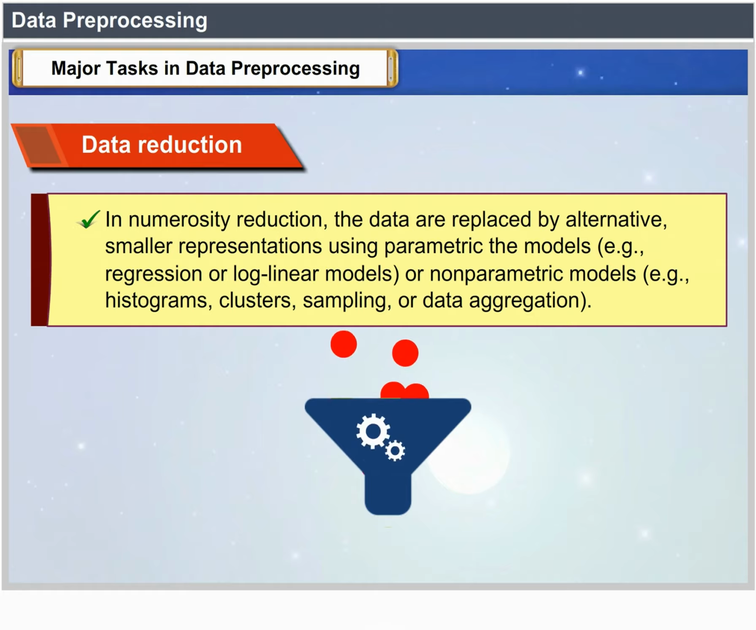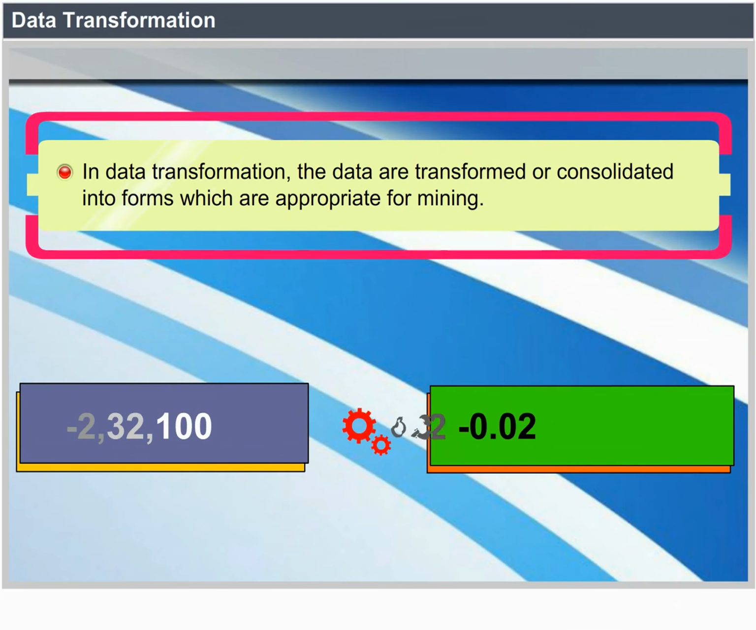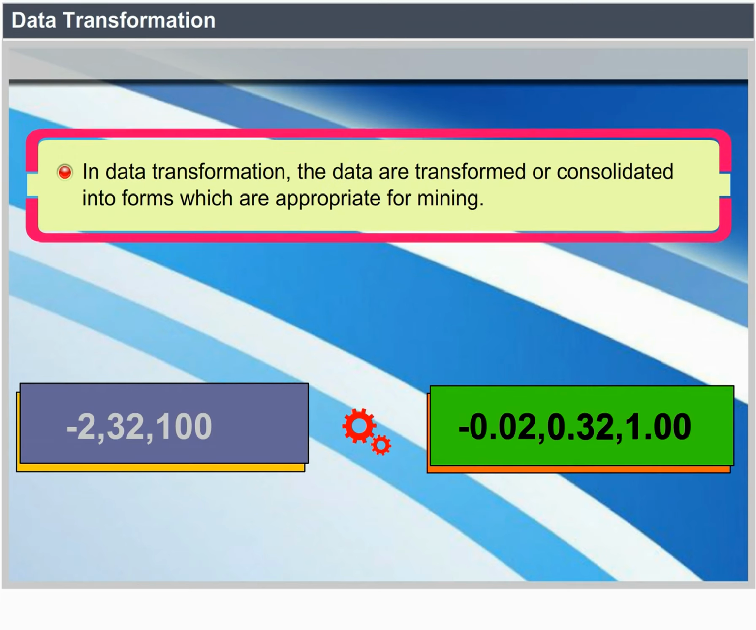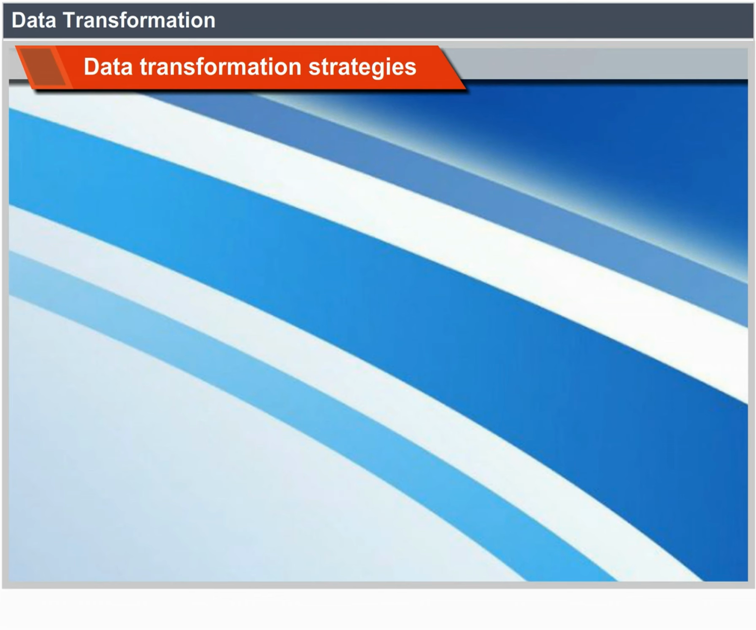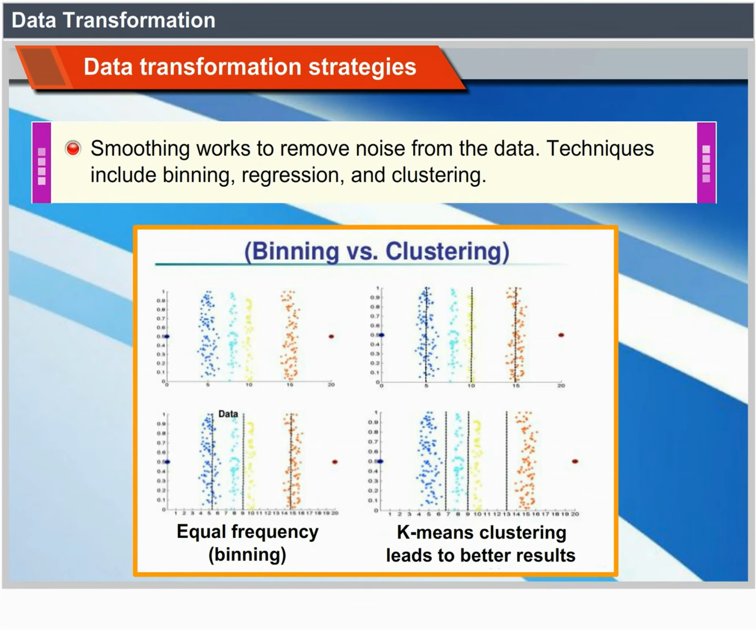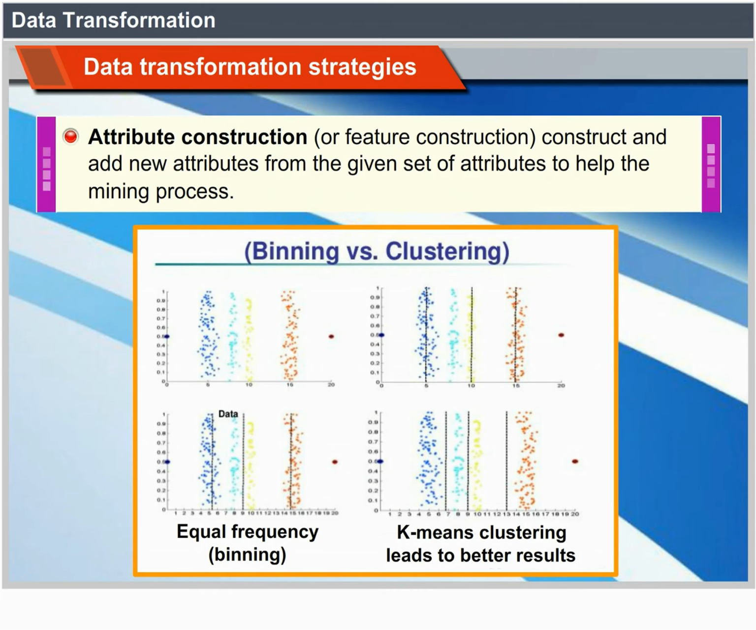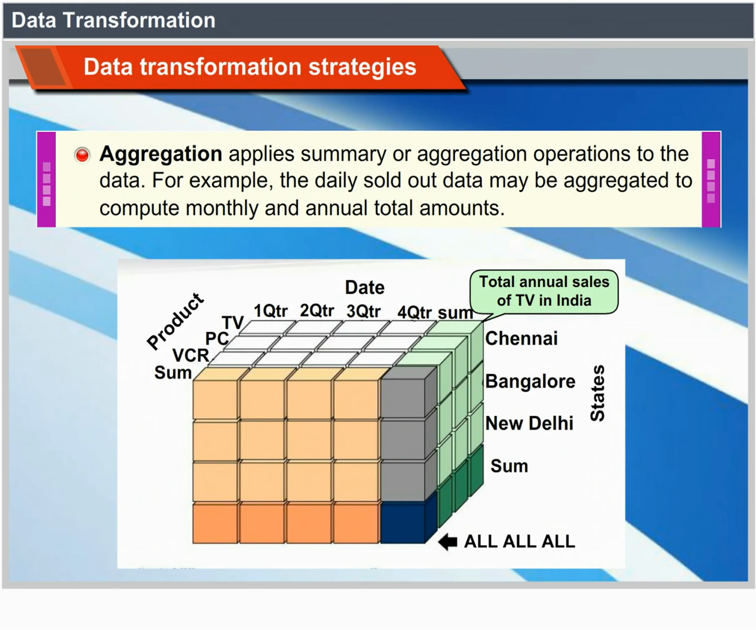Data transformation. In data transformation, the data are transformed or consolidated into forms appropriate for mining. Strategies for data transformation include the following. Smoothing works to remove noise from the data. Techniques include binning, regression, and clustering. Attribute construction or feature construction, where new attributes are constructed and added from the given set of attributes to help the mining process. Aggregation, where summary or aggregation operations are applied to the data.